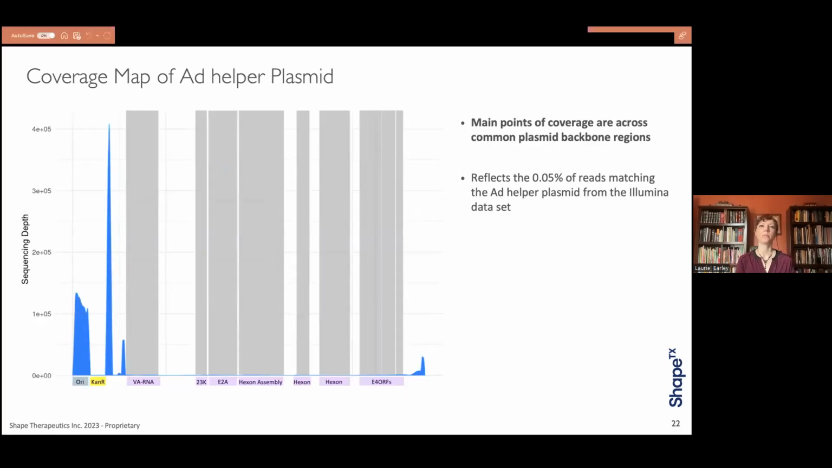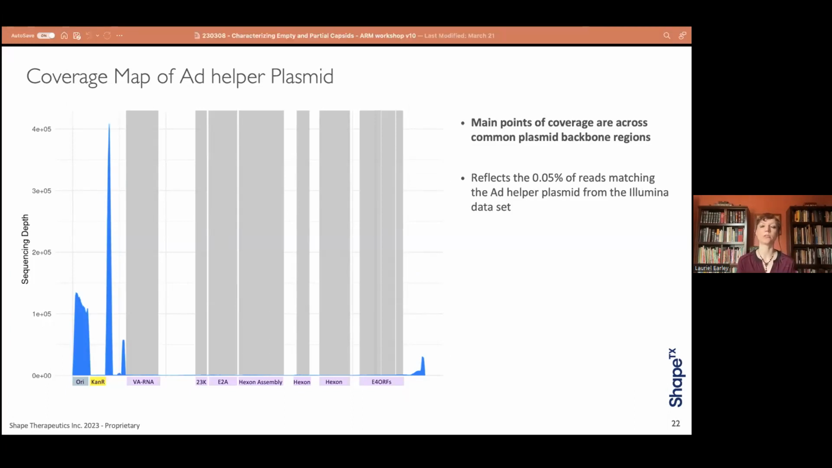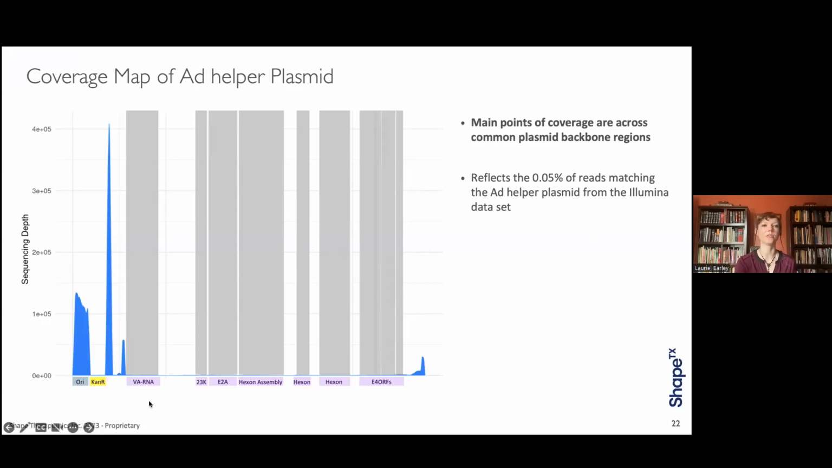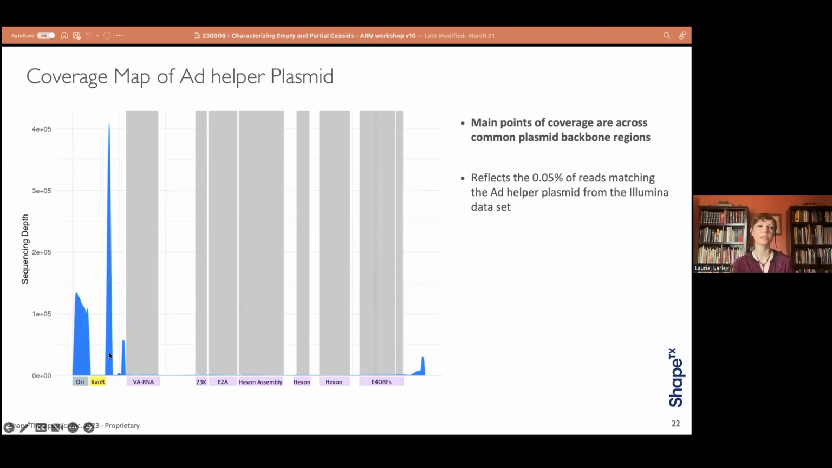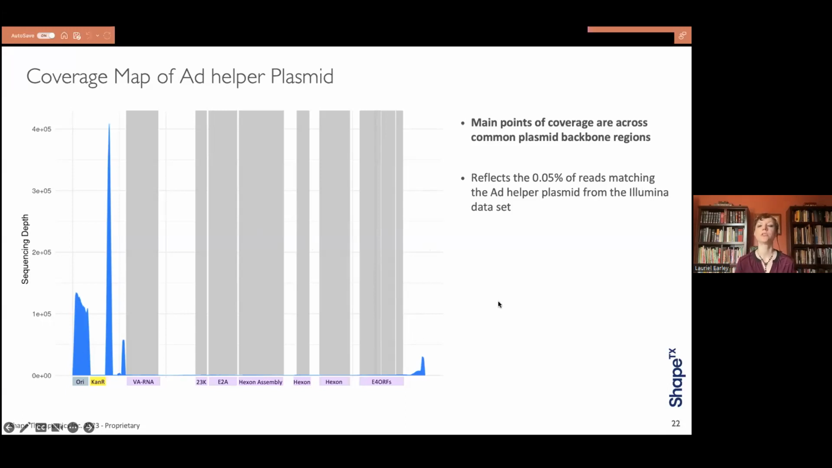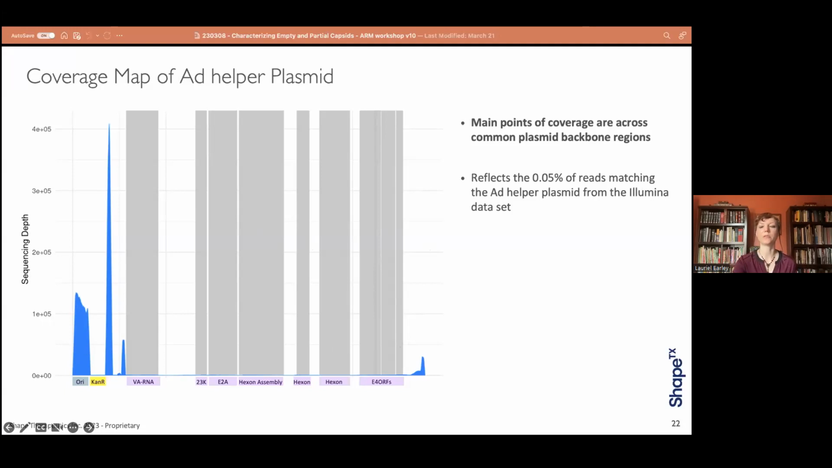When we look at our adenoviral helper plasmid map, we can see that we're really not getting very much coverage at all across our adenoviral genes of interest. They're very low level compared to the common backbone elements that are in other plasmids, such as the promoter for the resistance gene and the origin of replication. So these are really low coverage and not really well represented in the sample as one would hope.